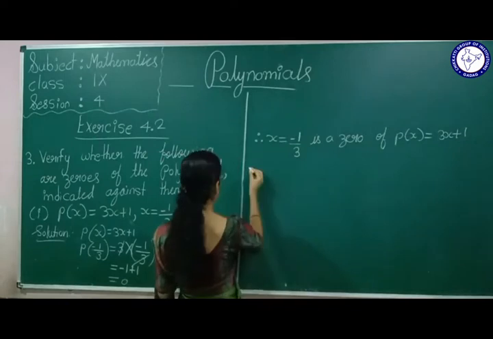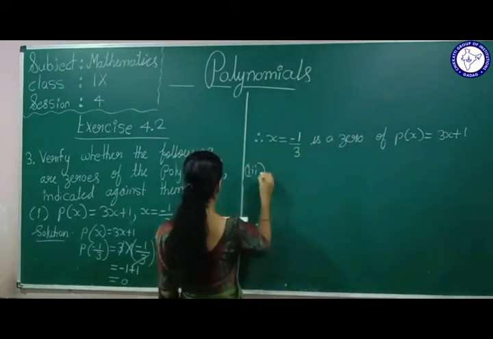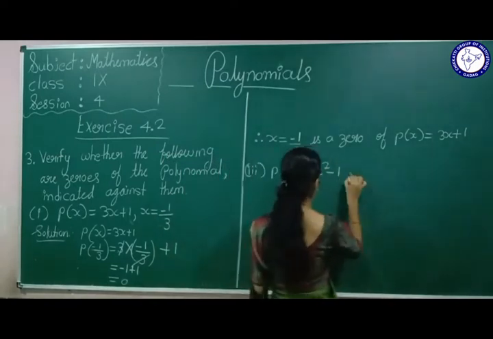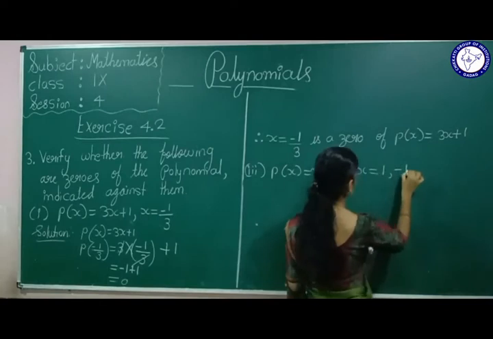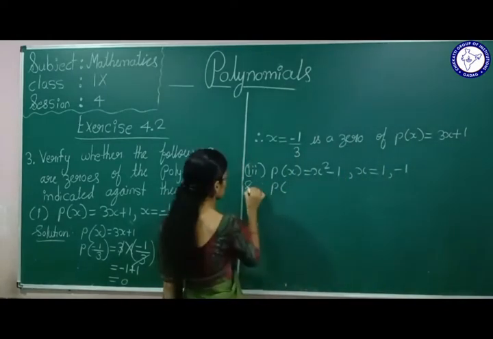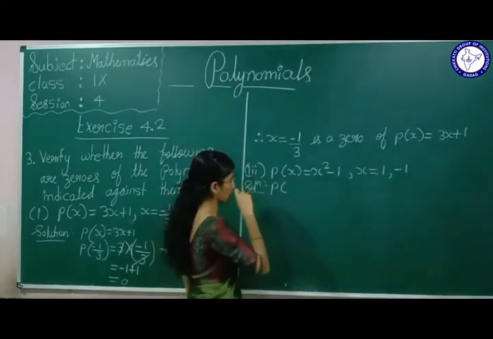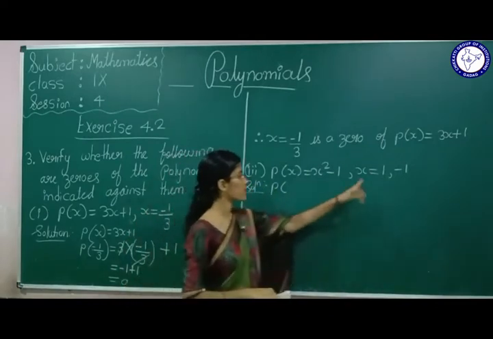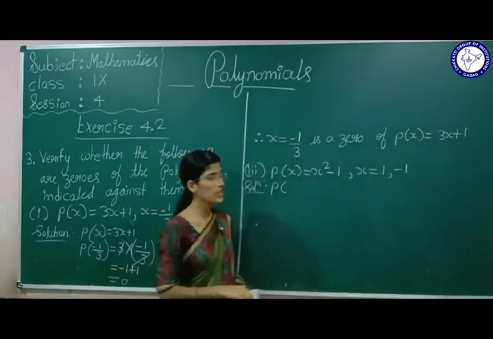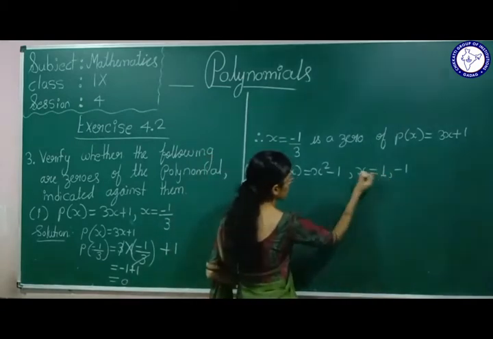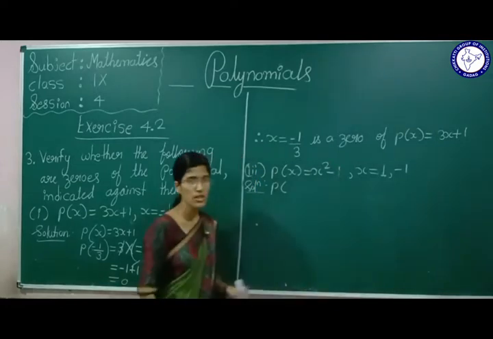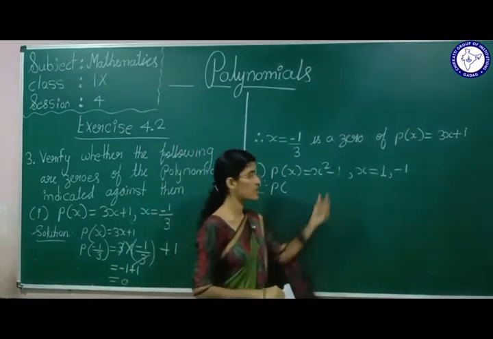Now in a similar manner, the third one we will check. P of x is equal to x square minus 1, with x equal to 1 and minus 1. Solution: we have to check whether 1 is a zero of this polynomial. How are we going to check? Substitute 1 where x is. If the value of the polynomial is 0, then 1 is a zero of this polynomial.